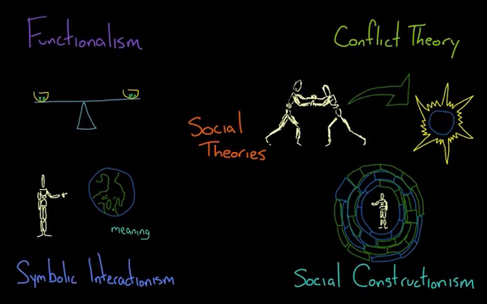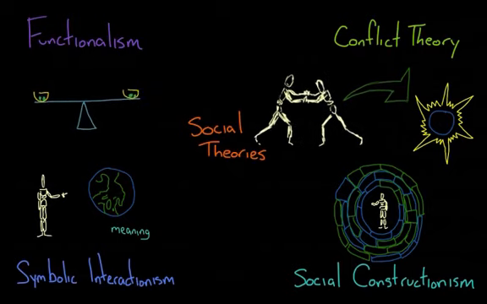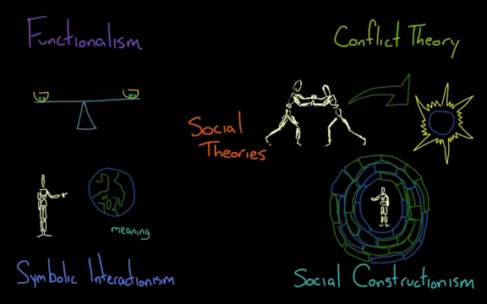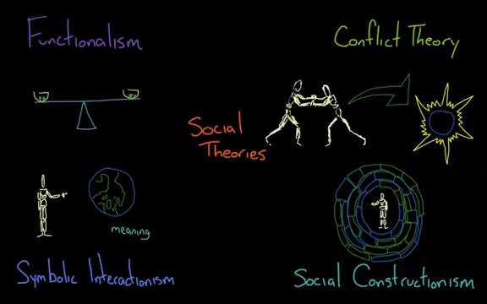So, to sum up this summary, we have functionalism, looking at the stability of the society, conflict theory, looking at how the society changes, social constructionism, discovering how things are given value, and finally, symbolic interactionism, learning how individuals act.